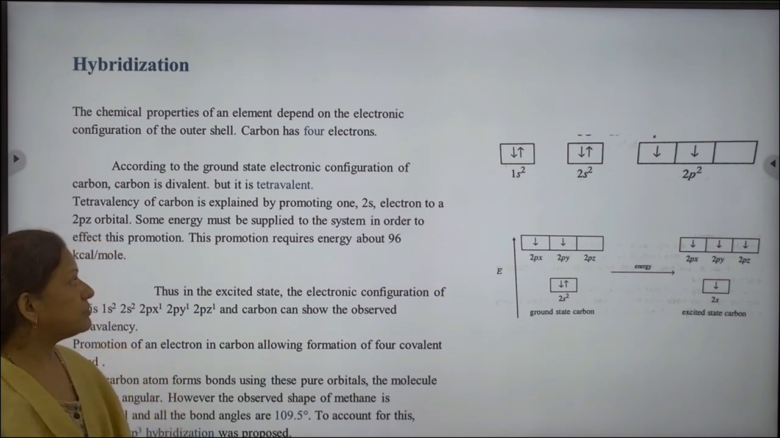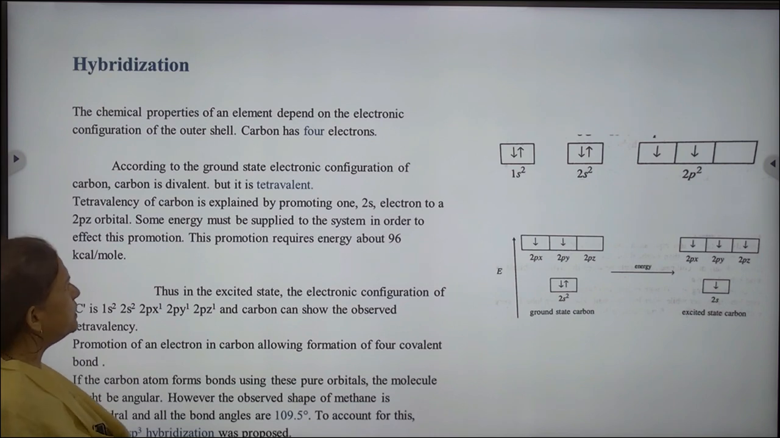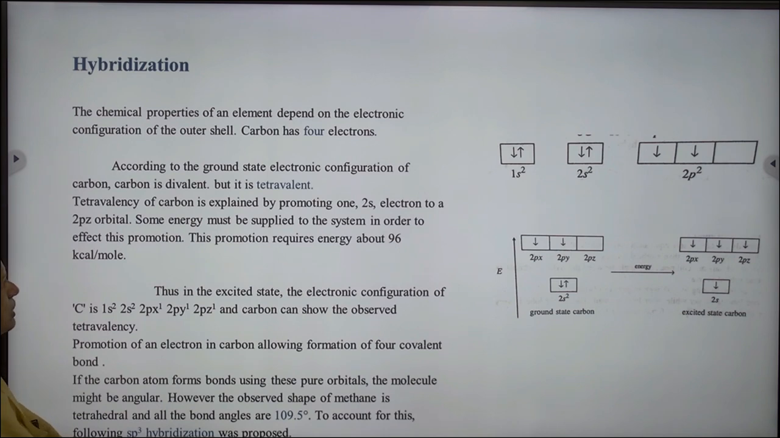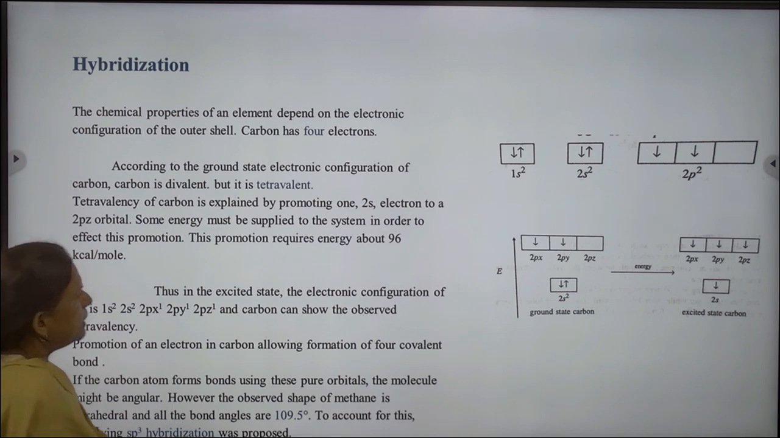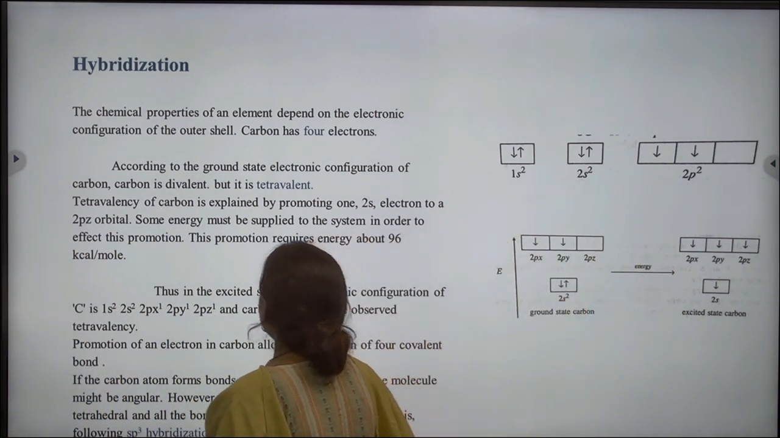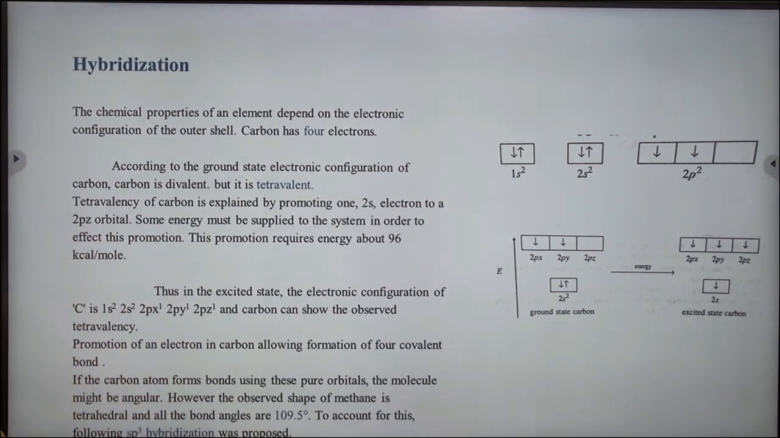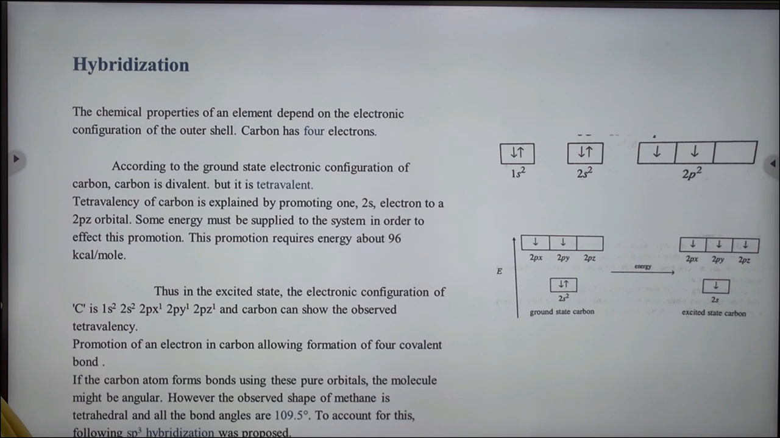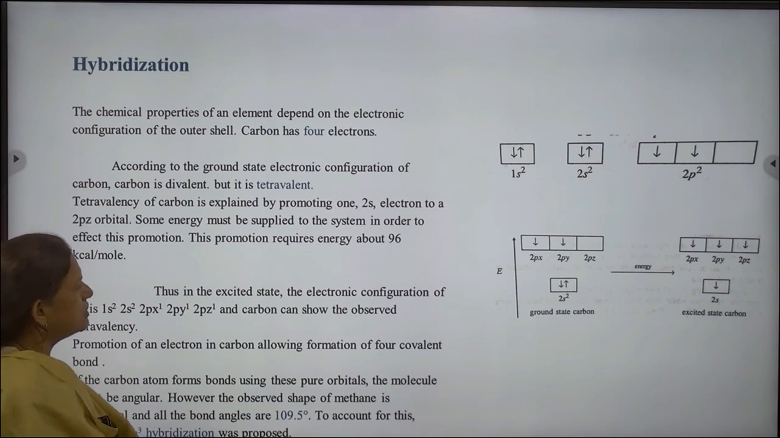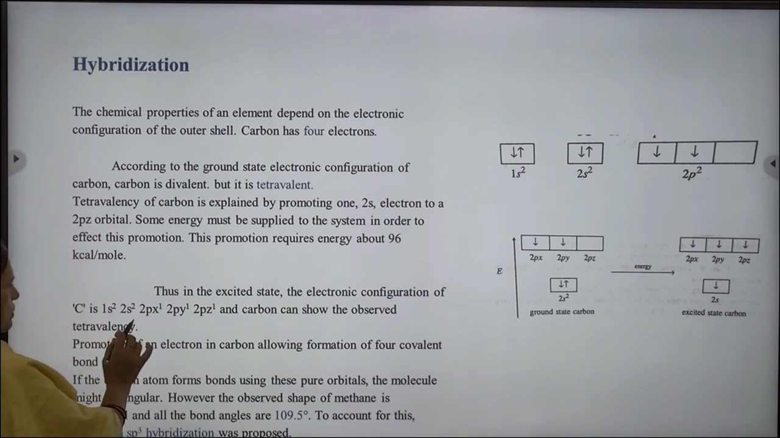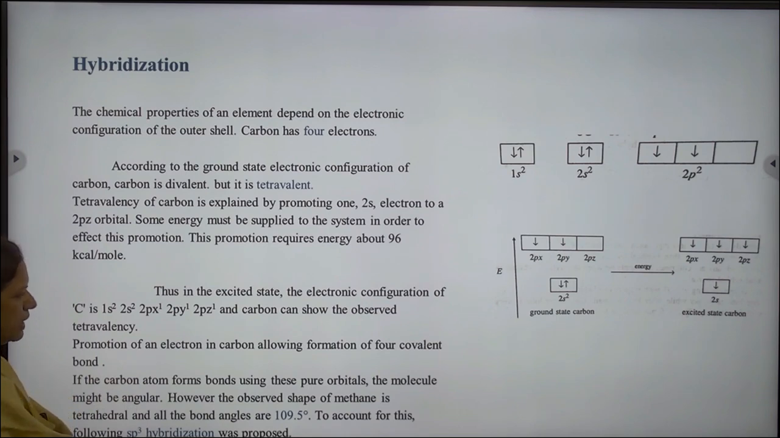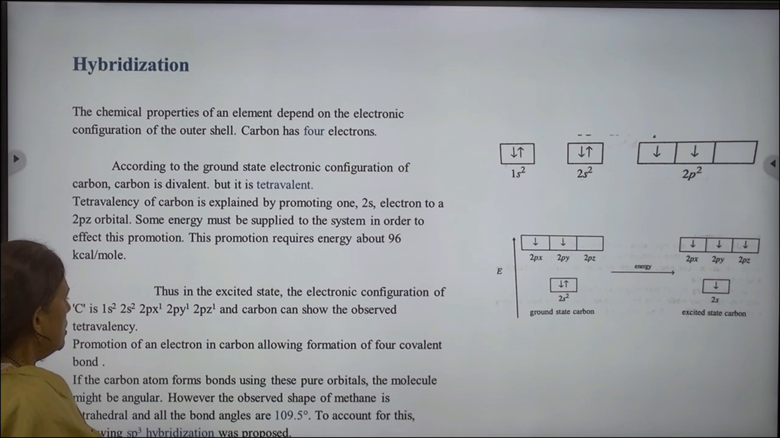Now, hybridization. The chemical properties of an element depend on the electronic configuration of the outer shell. Carbon has 4 valence electrons. According to the ground state electronic configuration of carbon, carbon is divalent, but it is tetravalent. Tetravalency of carbon is explained by promoting one 2s electron to a 2pz orbital. Some energy must be supplied to the system in order to effect this promotion. Thus, in the excited state, the electronic configuration of carbon is 1s², 2s¹, 2px¹, 2py¹, 2pz¹, and carbon can show the observed tetravalency. Promotion of an electron in carbon allows formation of 4 covalent bonds.